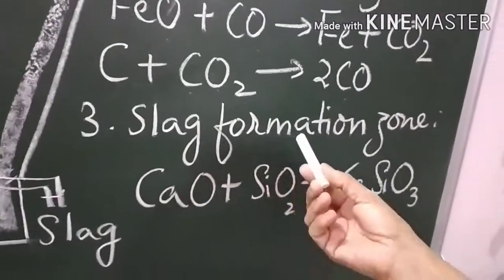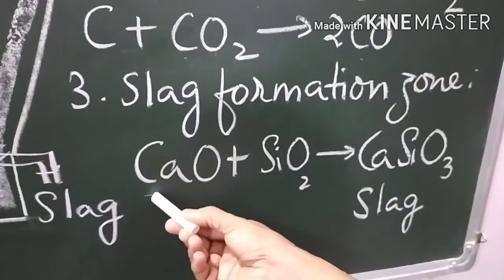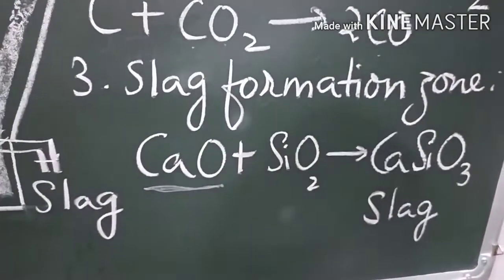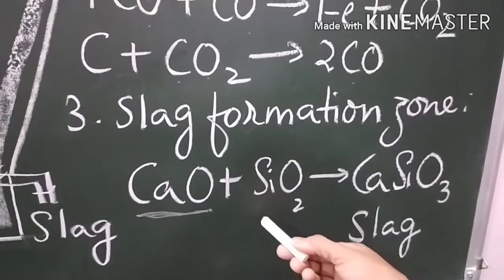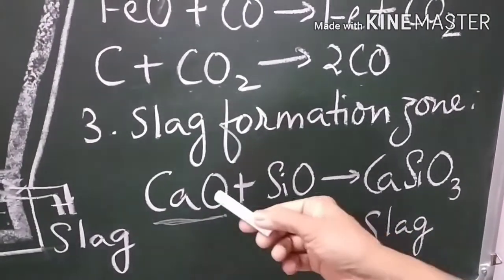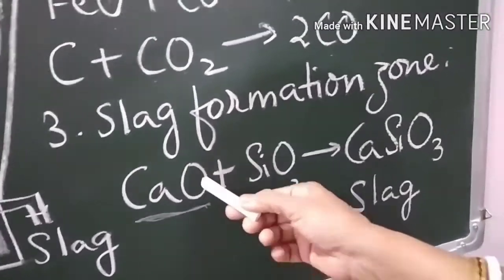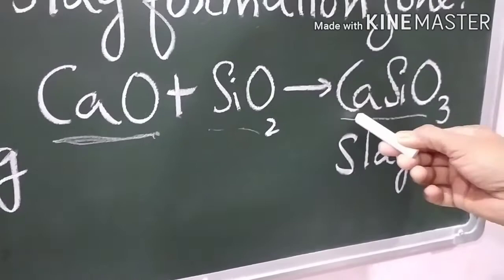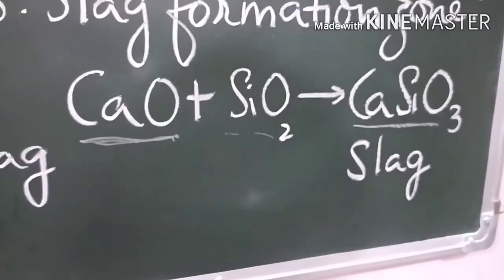And in slag formation zone, limestone converts into calcium oxide. Limestone is going to convert into calcium oxide and combine with the sand which is the impurity, and form calcium silicate, which is nothing but slag.